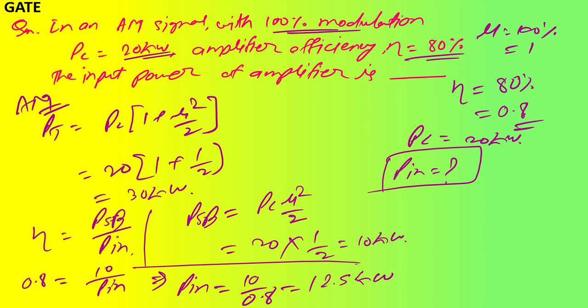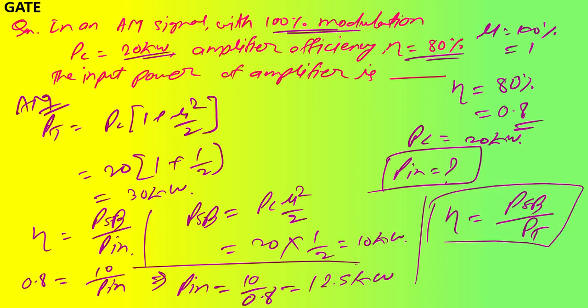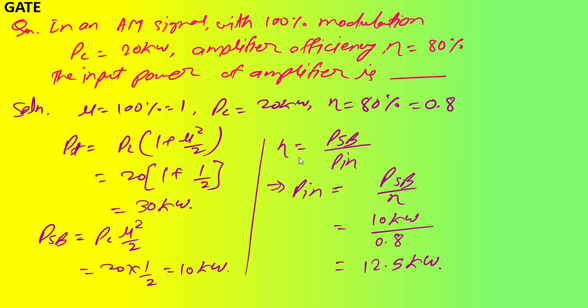12.5 kilowatt. Understood? There is one more meaning: I have taught you eta is equal to sideband power by total power. Okay, but that is not related right now because the input power is being asked. So input power is always predominant compared to the total power. Input efficiency is actually related to output power by input power. Okay. So that's all, 12.5 kilowatt. If you want, you can take a screenshot or something.